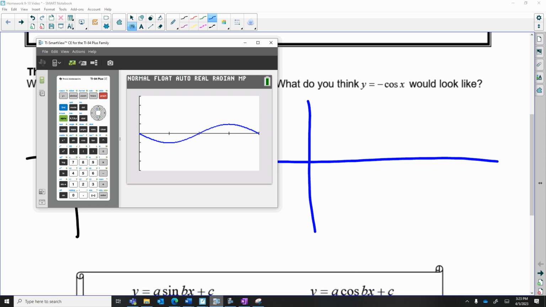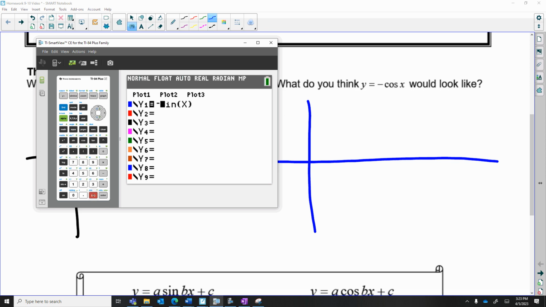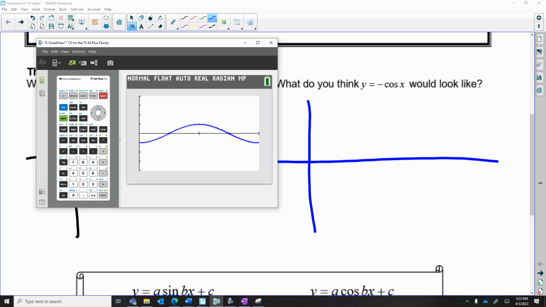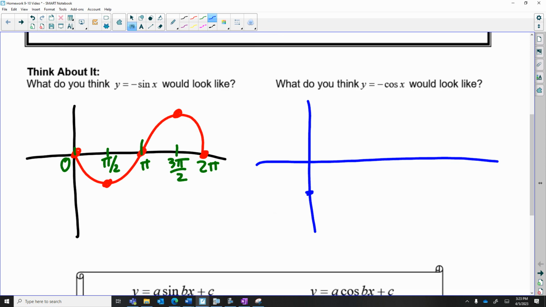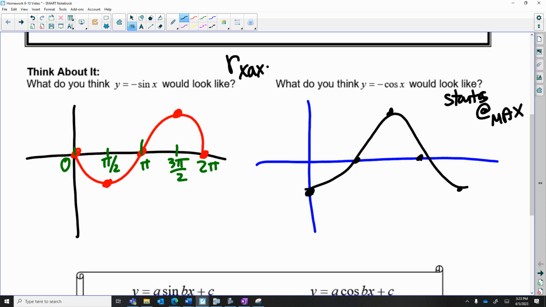Now negative cosine. We know that negative cosine is going to start at the minimum. So it's going to go midline, minimum, midline, maximum, midline, minimum. So this starts at the maximum, and it is a reflection in the x-axis, okay? Let's remind ourselves that. The quarter points will be the same, pi over 2, pi, 3 pi over 2, and 2 pi. All right, nice.